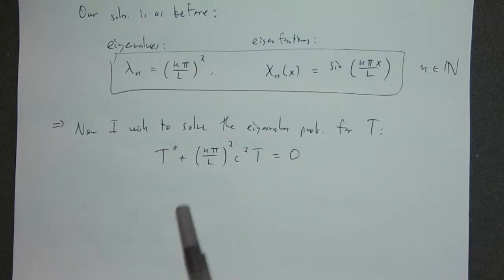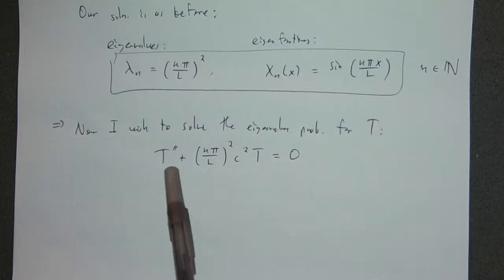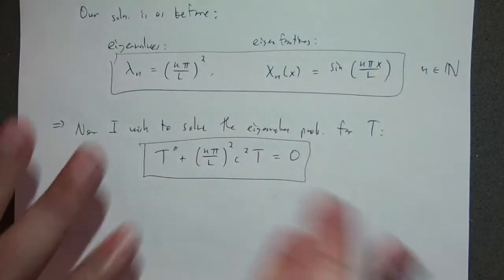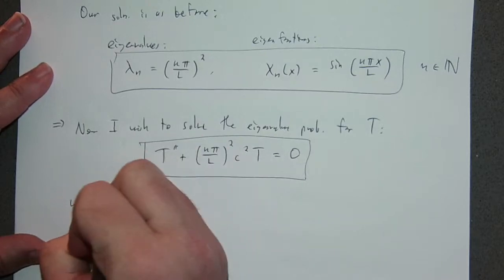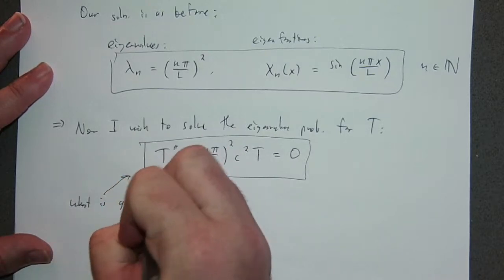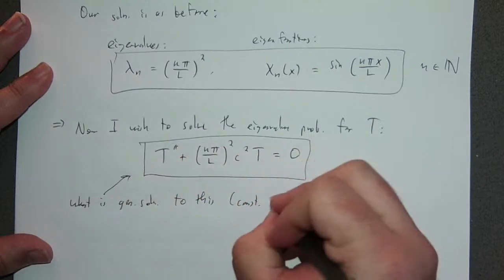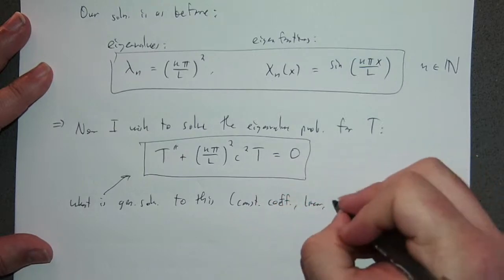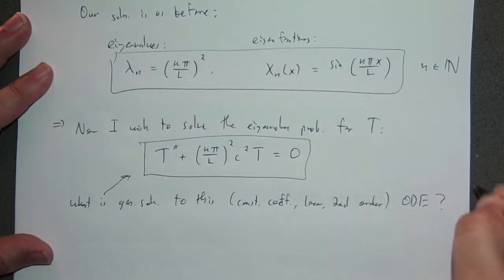Well, now I have an ODE, no boundary condition, so I don't even have to think about it as an eigenvalue problem. I can just think about this as I want the general solution to this ODE. So forget all the eigenvalue stuff that we did before, right? I just want to solve, so what is the general solution to this constant coefficient linear second order ODE, right?